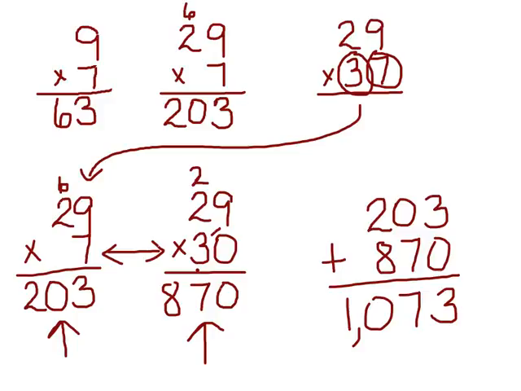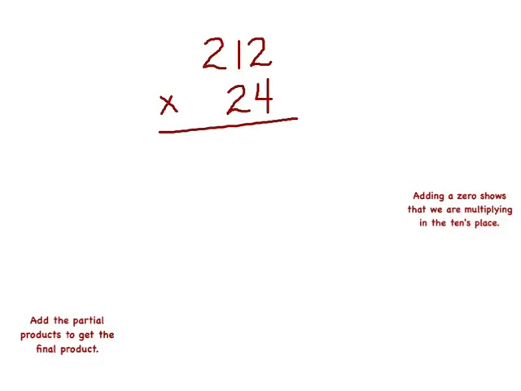So I think we can do that a little easier and put it all into one problem instead of breaking it apart. So let's see if we can learn how to have some partial products, but all within one problem. All right, so let's look at 212 times 24 and see if we can do this in one long problem rather than writing it 4 separate times.